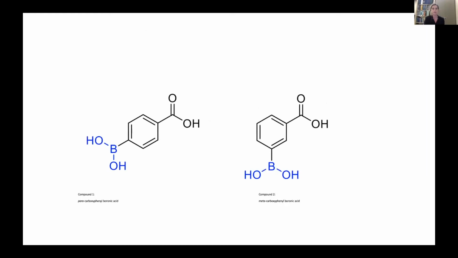So the compounds that I started working with in my research were the boronic acids, meta and para boronic acids. Because they're commercially available, I could simply buy them and then run titrations with them using KOH. But before I could do that, I needed to make sure that they're both stable in KOH so that they're not breaking down while we're doing the titration.